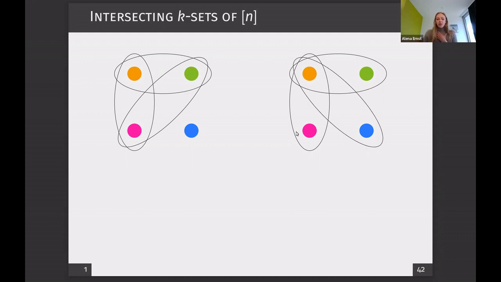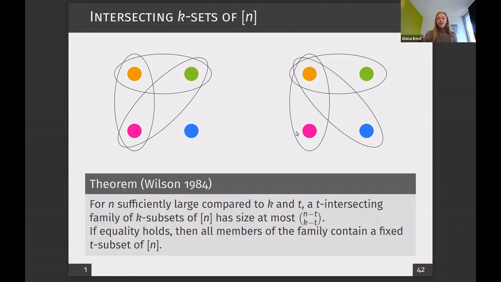So for arbitrary t-intersecting sets, the answer was given by Wilson, namely for n sufficiently large compared to k and t, a t-intersecting family of k-sets has size at most this binomial coefficient that you see here, and if equality holds, then all members of the family contain a fixed t-subset. Okay, but how would one attack proving such a theorem?